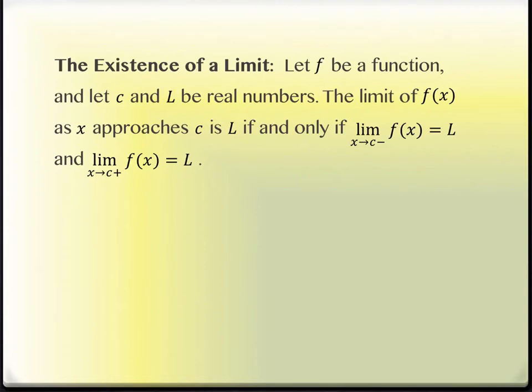So when then does a limit exist? Well, let f be a function and c and L be real numbers. The limit of f of x as x approaches c is equal to L if and only if the limit from the left is equal to L and the limit from the right is equal to L. So we've already seen that, not in so many words, but in the graph that you just did on your home or your quiz. When the limit from the left and the limit from the right don't match, the limit doesn't exist. When they do match, it does exist.